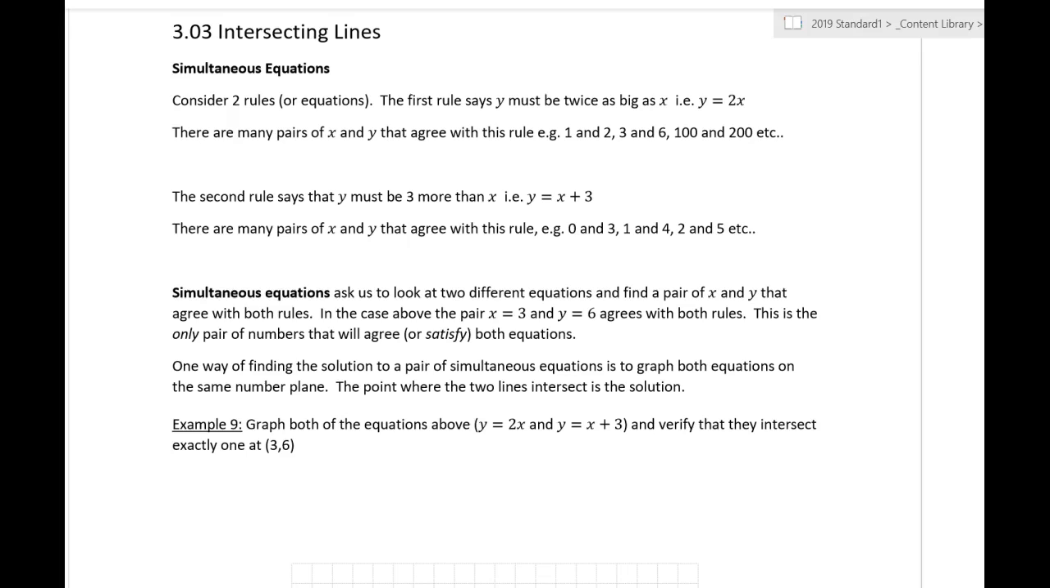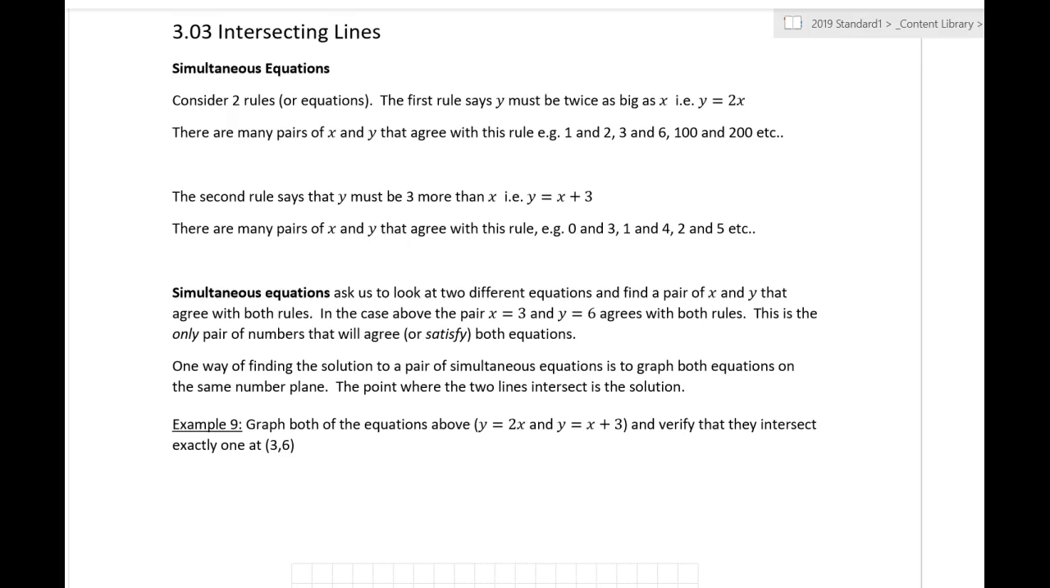So, not all pairs of numbers agree with that rule, but lots do. So, if x equals 1 and y equals 2, that agrees just fine because y is twice as big as x. If x equals 3 and y equals 6, that pair of numbers agrees with that rule. Okay, because y is twice as big as x. Now if I said 2 and 5, that's a pair of numbers, but they don't agree with that rule. They don't follow that rule, right? So they don't apply in this case. They don't, in fact, satisfy that equation.